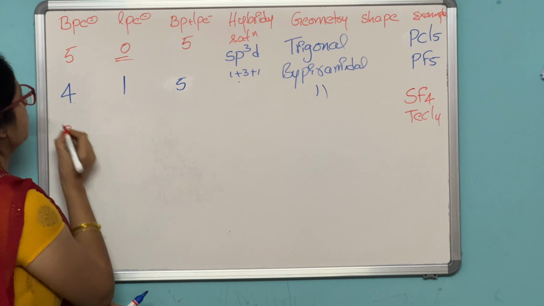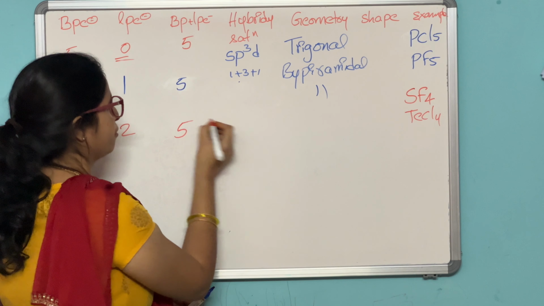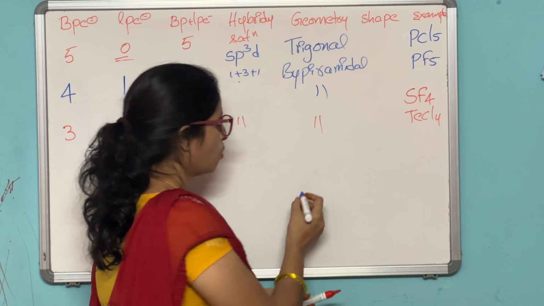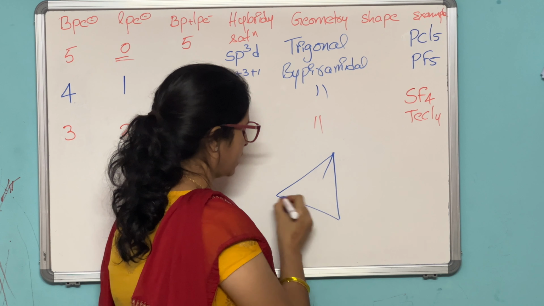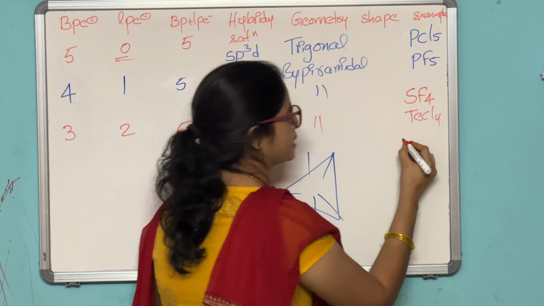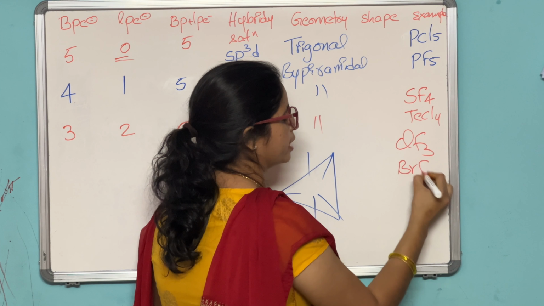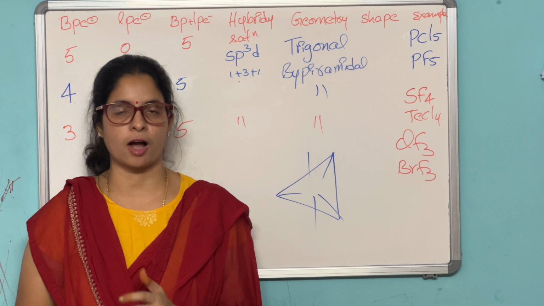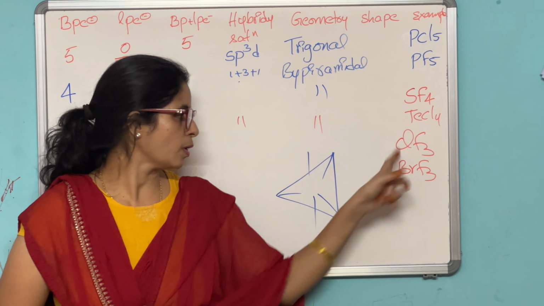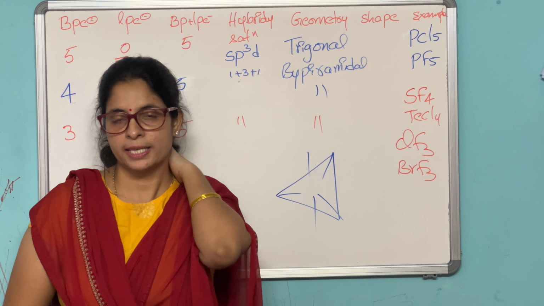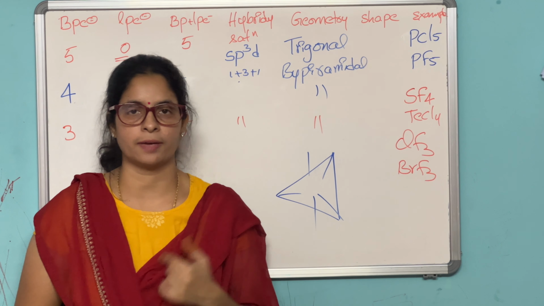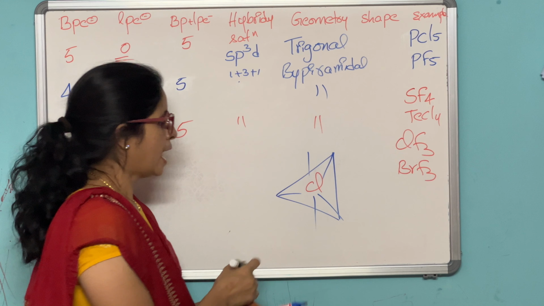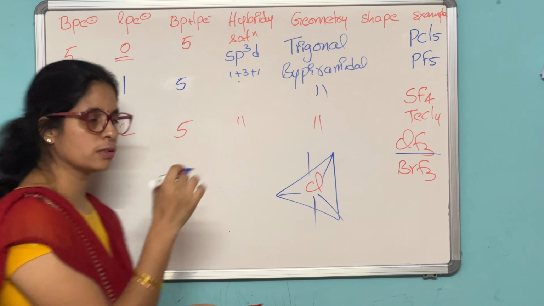Now 3 bond pairs and 2 lone pairs, altogether 5. Again sp3d hybridization, and the geometry is again trigonal bipyramidal. Now what will be the shape? The examples here are ClF3 and BrF3. These two belong to the same group, the halogen family, and we call them interhalogen compounds. The atom with lower electronegativity will become the central atom, so between chlorine and fluorine, chlorine will be the central atom. Now calculate the hybridization. You follow the same procedure.